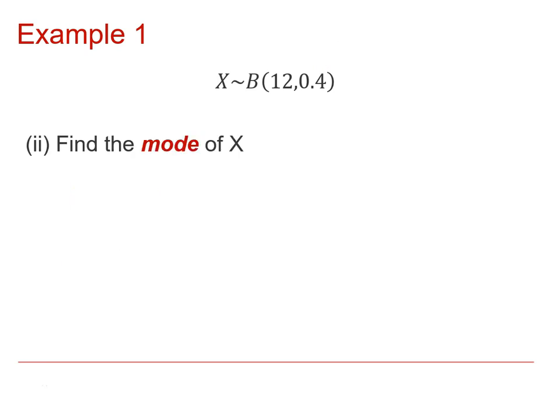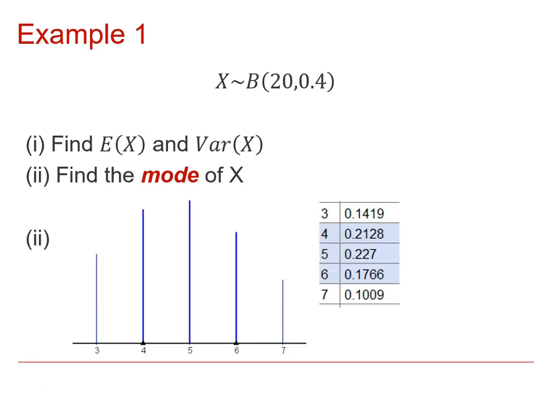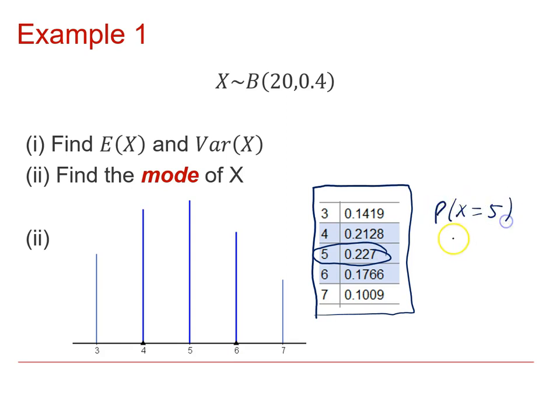Find the mode of x. Now, mode is the most likely value, so we need a bit of technology for part 2. We can do it in GeoGebra. We'd get a graph that looks a bit like this, along with associated probabilities here. You can similarly do the same thing on your calculator to get a table of probabilities. We simply look down the list to find the greatest, most likely value. There it is there. So the probability that x equals 5 is greatest. So the mode equals 5.